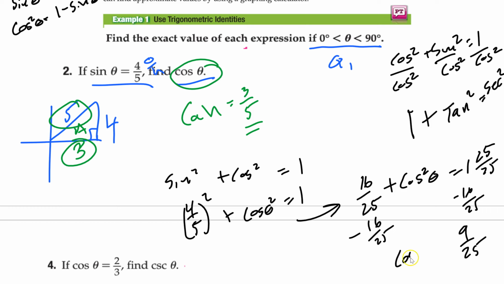And then square root it. Square root of 9 is 3. Square root of 25 is 5. And again, quadrant 1, so positive. So that's the way to do it using the trig identities. So if you want to solve using the trig identities, you just do sine squared plus cosine squared equals 1, plug it in and solve. I think the easier way to do it is just make a triangle. Make a triangle, figure out the sides, and there you go.